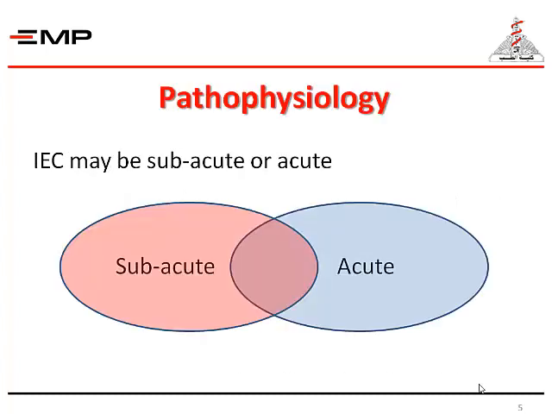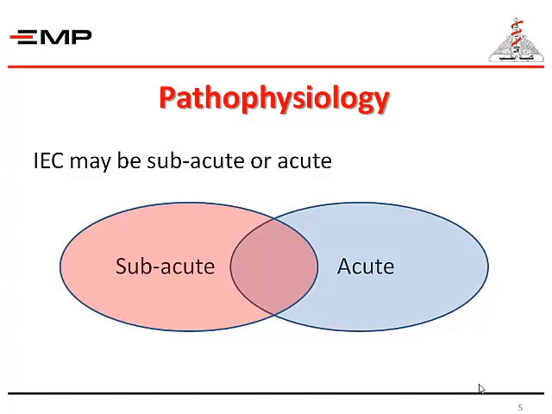The pathophysiology of infective endocarditis: it may be subacute or acute infective endocarditis, and there may be overlap in the presentation between the acute form and the subacute form. Acute infective endocarditis usually occurs due to highly virulent organisms like staphylococci that are able to affect a normal heart, leading to severe illness and associated with worse prognosis.